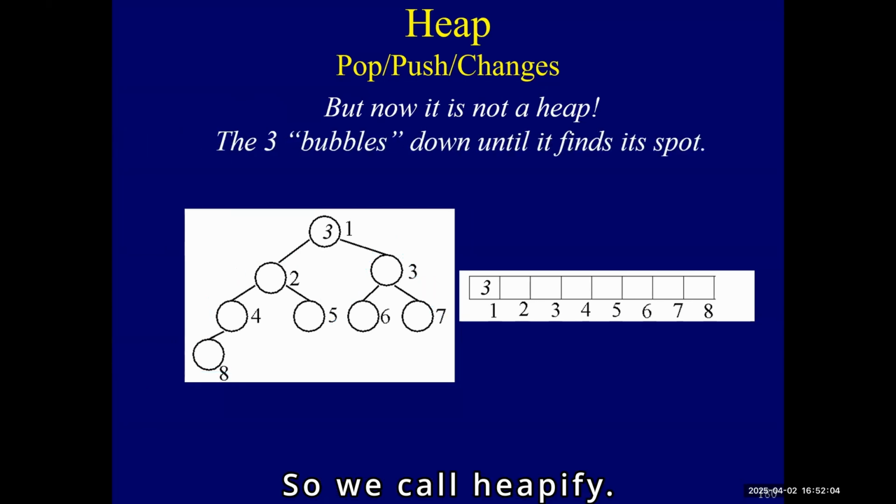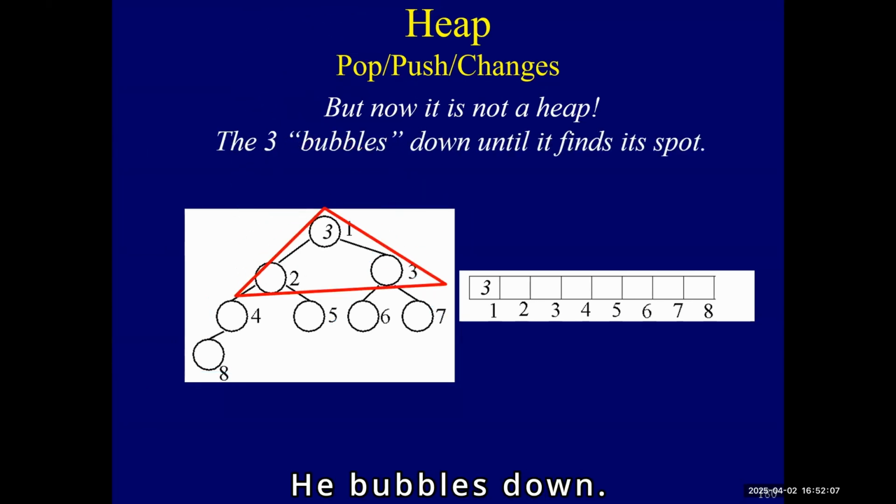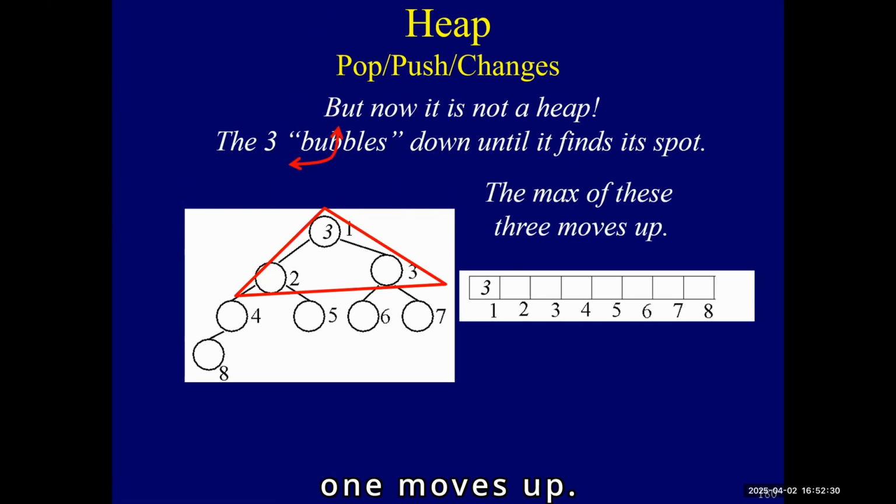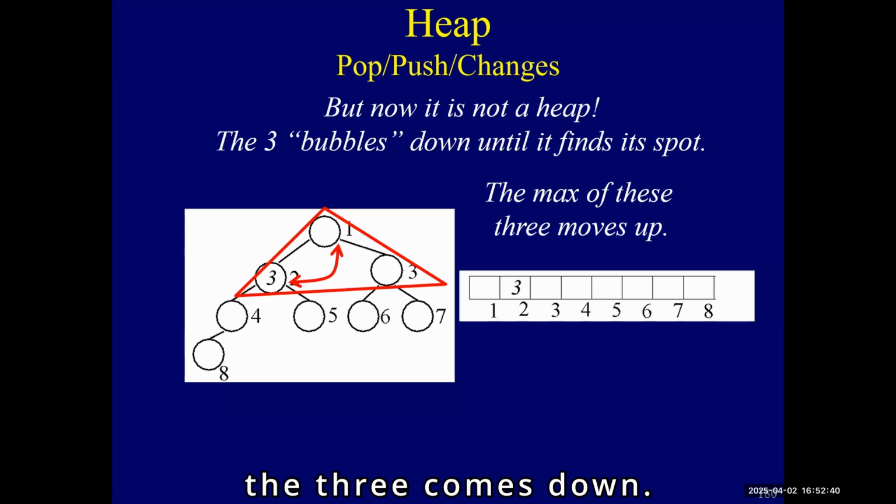So we call heapify. And how do we do that? He bubbles down, right? We want to say, who goes at the top? The max goes at the top. Where is the max? Well, the max of the left is in 2. The max of the right is in 3. So the overall max is one of those 3, right? And whichever, we see which one's bigger. And the bigger one moves up, right? So here I'm saying the guy in 2 is the biggest. And so the guy in 2 moves up, and the 3 comes down, right?